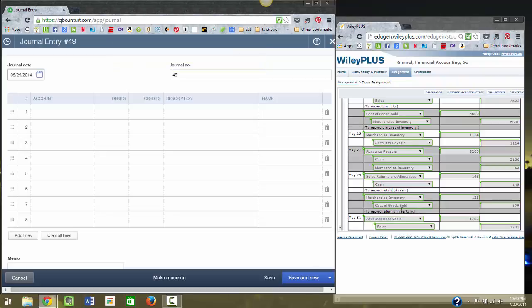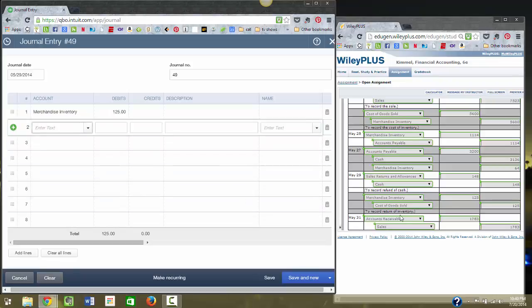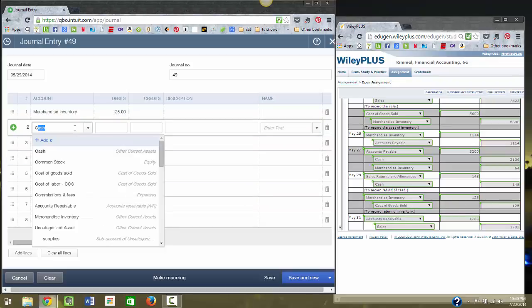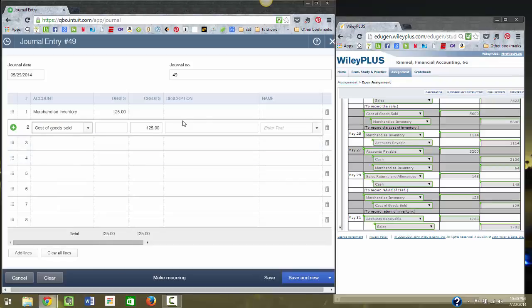Now we have to correct the inventory. So once again, it's still 5/29. And we're going to do a merchandise inventory debit of 125. And we are going to credit cost of goods sold for 125. Okay, the 29th, we're good there.